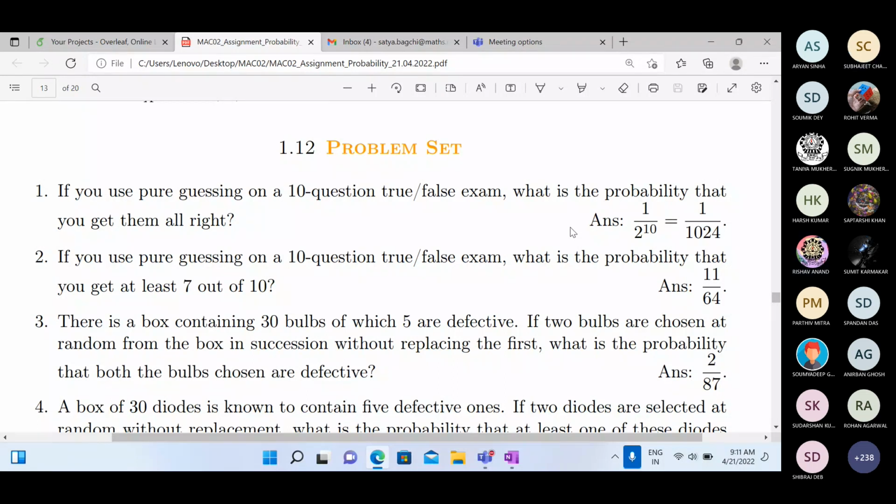So let us proceed to the second one. I hope you all were able to get the first one. Read the second one and try to work it out.